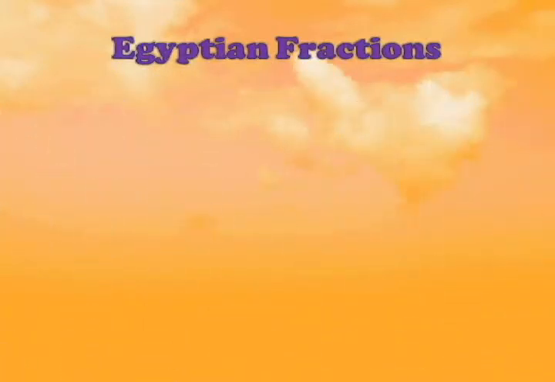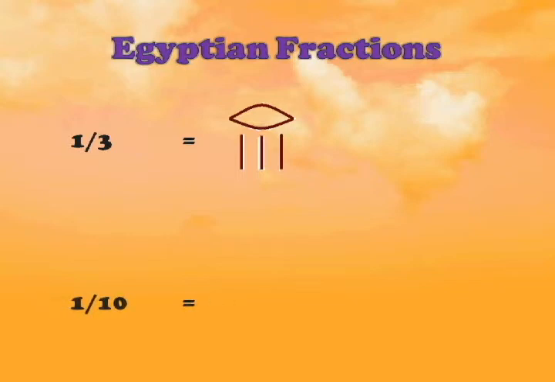Now, on to Egyptian fractions. Let's go to the examples. 1/3 is represented by this symbol. The mouth symbol is above the symbol of number 3. 1/10 is represented by this symbol. The mouth symbol is above the symbol of number 10.